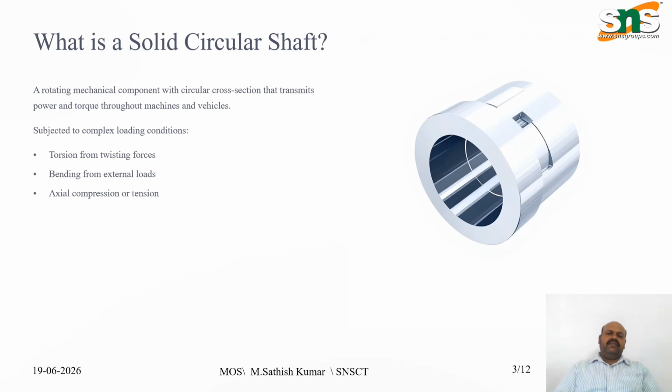So, what is a solid circular shaft? A rotating mechanical component with a circular cross section that transmits power and torque through machines and vehicles. So, the name solid, it means it is filled with material and there is no hollow kind of thing, and subject to complex loading conditions. So torsion from twisting force, bending from external loads, axial compression or tension. These are all the various loading conditions on a particular shaft.